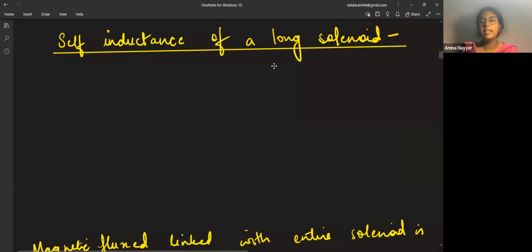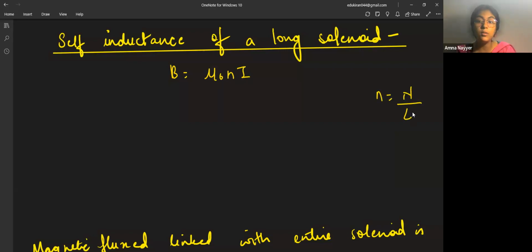See class, self-inductance of a long solenoid. This is just a small derivation that comes. So remember this. What is the magnetic field of a solenoid? This is B is equal to mu naught n i. And n was what? n was the number of turns per unit length. This is not just the number of turns, right?